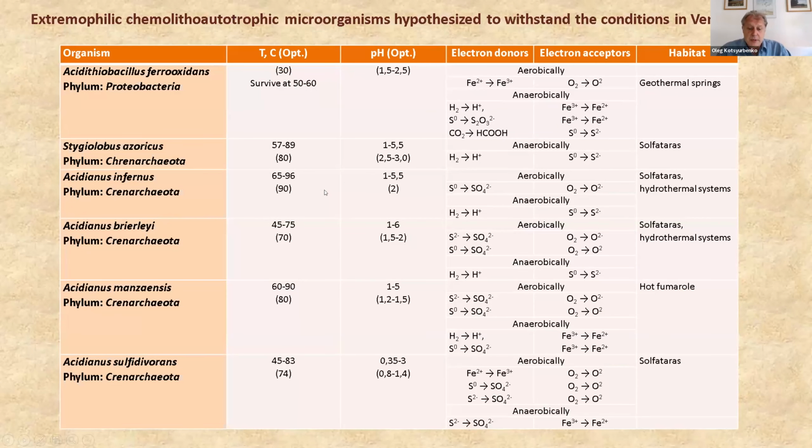The table shows microorganisms that could possibly survive in the clouds of Venus, terrestrial microorganisms. They have been isolated from various hot and acidic systems, such as solfataras and fumaroles. They're able to use sulfur and iron compounds for energy. Among them, we see both bacteria and archaea.